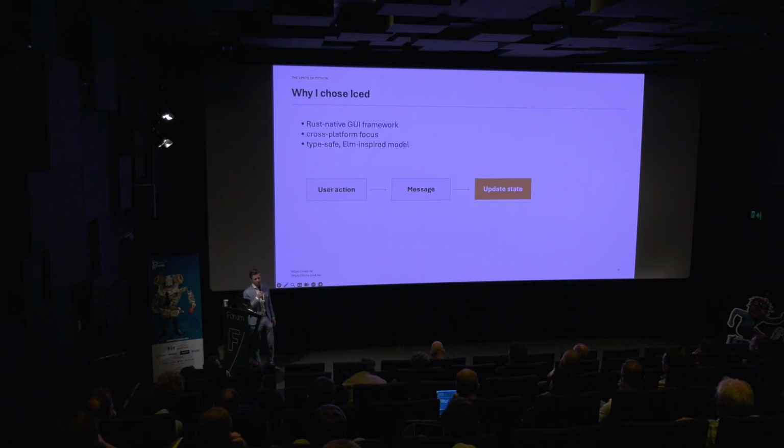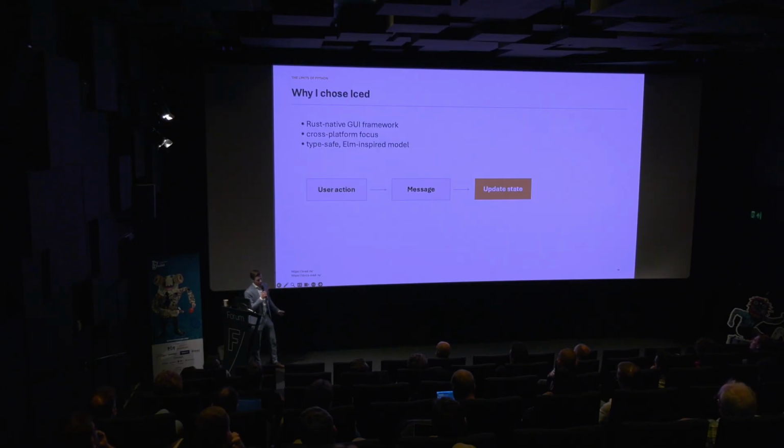I opted for Iced because it's the most complete Rust framework. There are no stable versions in Rust to use for GUIs. They're only experimental. There's even a website called Are We GUI Yet? It describes almost every framework that Rust has for GUIs. But no, everything is experimental currently.